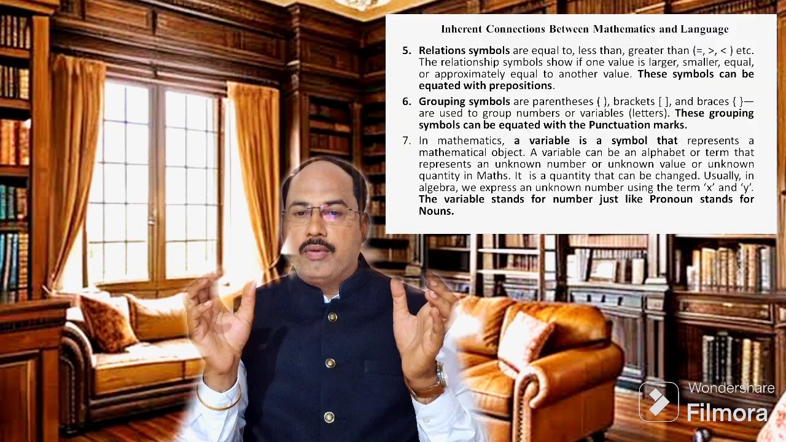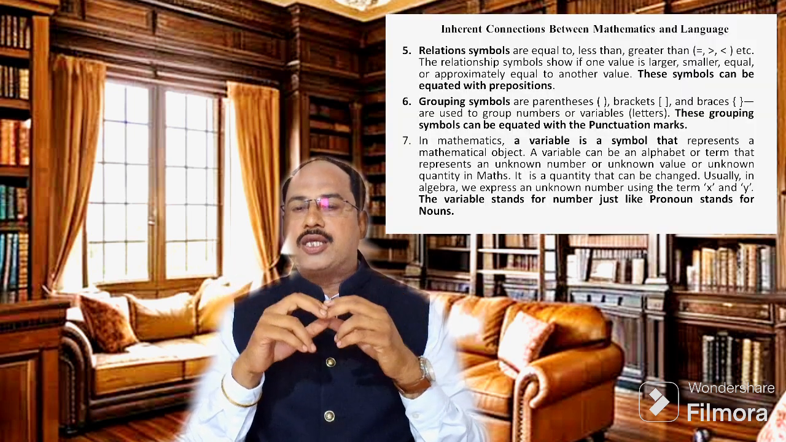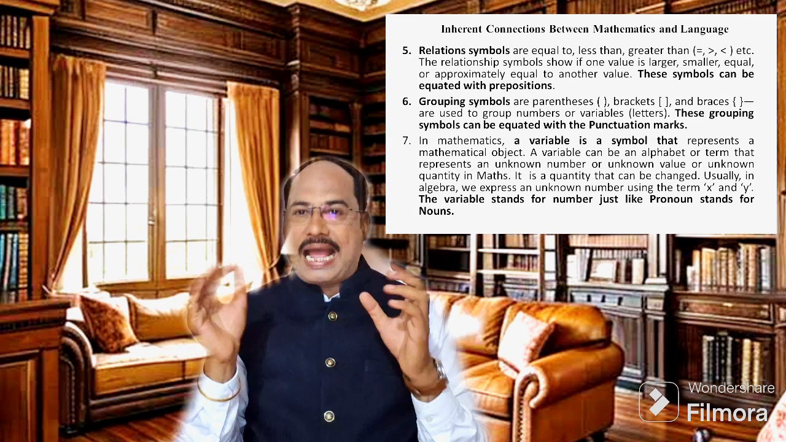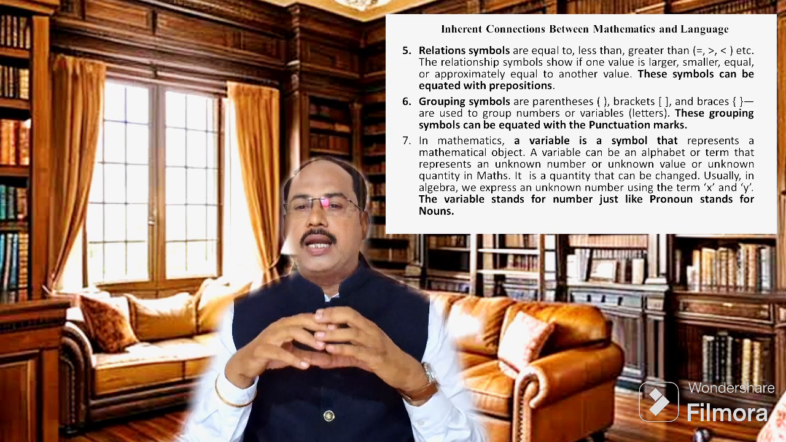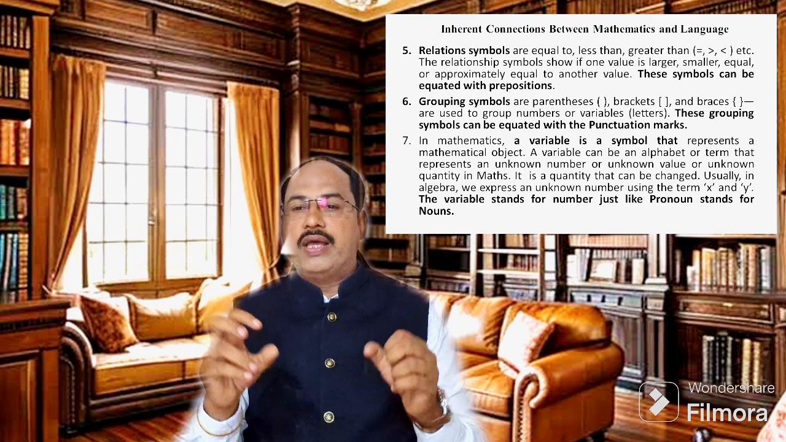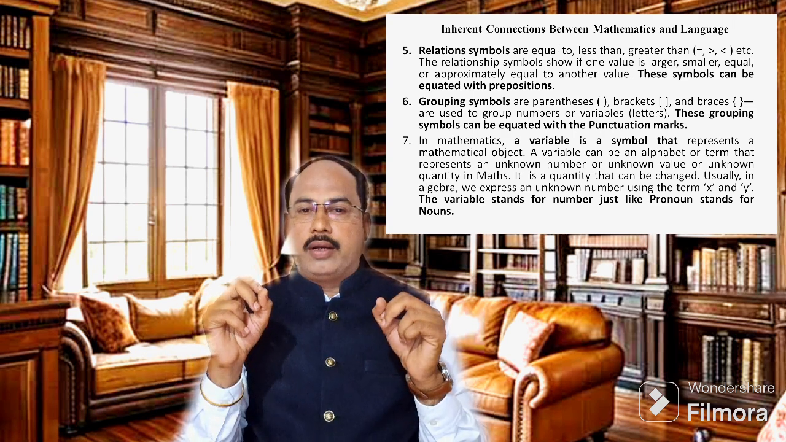Then in mathematics we have the grouping symbol. Now what is this grouping symbol? A grouping symbol is used to indicate that a particular collection of meaningful operations are to be grouped together and considered as one number. So grouping symbols like parentheses, brackets, and braces are used to group numbers, variables, or letters, and these are frequently used for grouping and to have the same effect as parentheses.